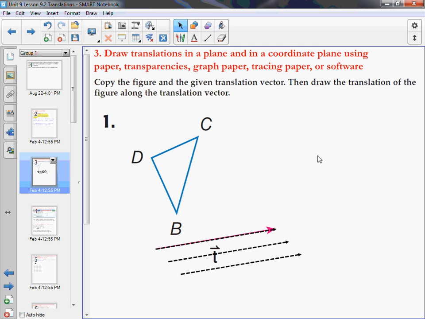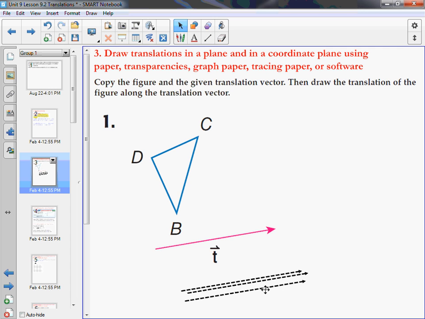All right, let's do one. This is from page 627. It's number 1. It says, copy the figure and the given translation vector. I'll tell you what that is here in just a minute. So, use your straight edge on your paper to make a reasonable copy of triangle BCD. And then draw that little, what appears to be a ray. And I'll tell you what that is in just a second. But get all this drawn.